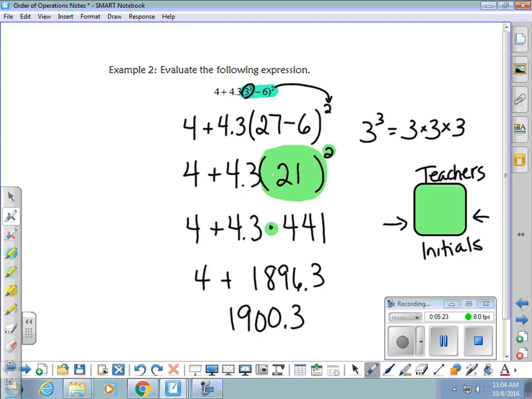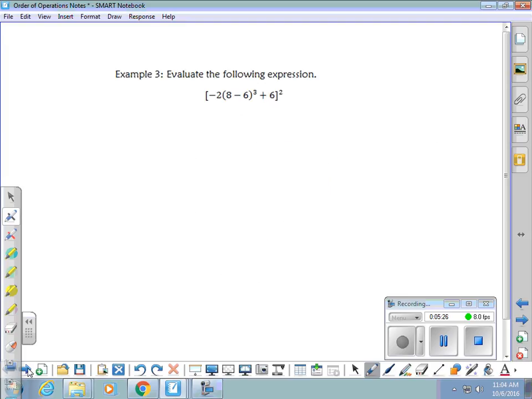Next, evaluate the following expression. Notice I now have brackets as well as parentheses. So I need to look at the brackets, and when I go inside there, I see I have grouping symbols of parentheses. When you have a group inside of a group, you go all the way inside to the innermost set, which would be the 8 minus 6. Everything else comes down exactly as it appears. And now I'm going to replace the 8 minus 6 with 2.